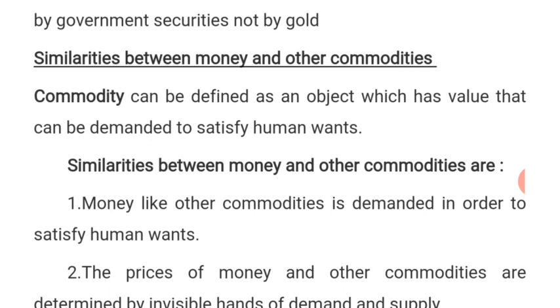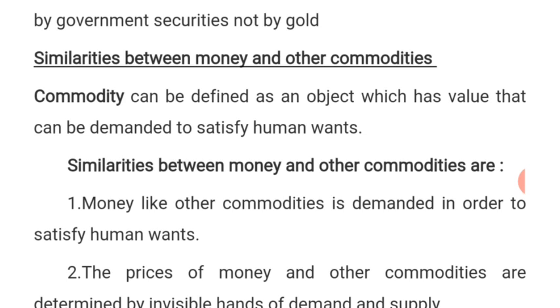Commodity can be defined as an object which has value that can be demanded to satisfy human wants. So when we say commodity, it is something that we use as an object that, one, is demanded in the market. Not only that, it is made to satisfy human wants. For example, if I'm in need of goods, I usually go to the market to buy them in order to satisfy my own wants.